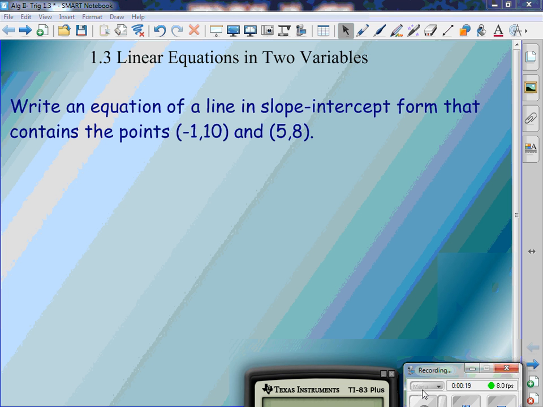For writing an equation of a line in slope-intercept form that contains the points (-1, 10) and (5, 8), what do you think the first thing I should find is? The slope. I'm given 2 points. Most of the time when you're given the 2 points, the first thing you have to find is your slope. So I want you to find the slope. What's the formula for slope?